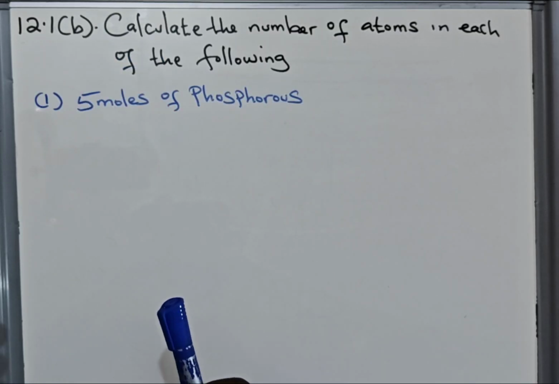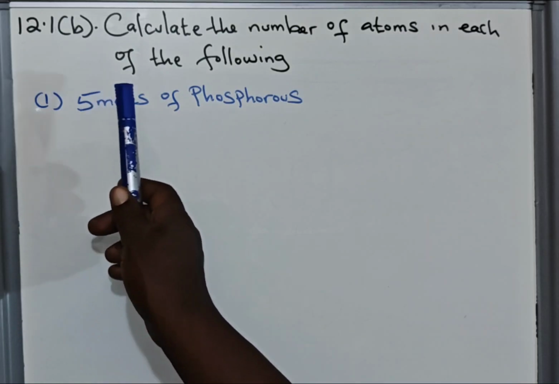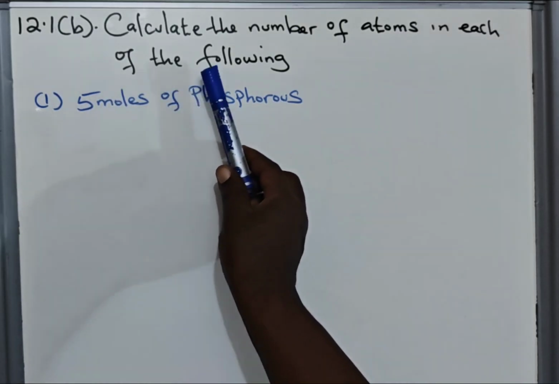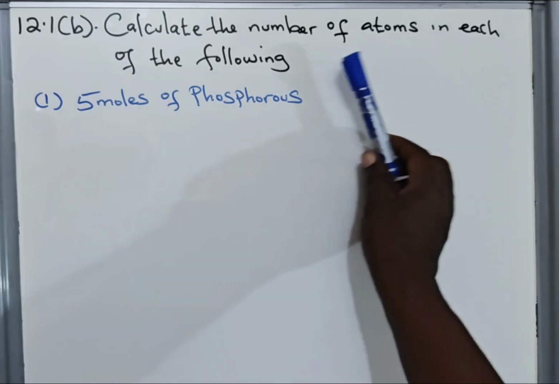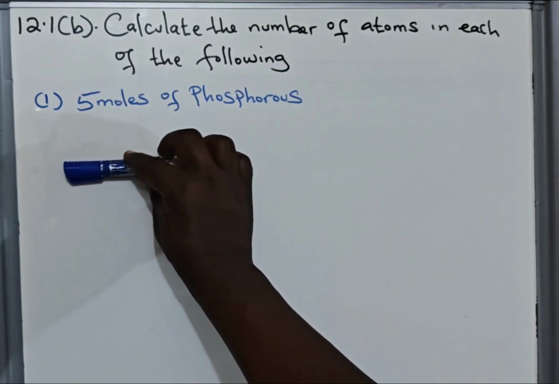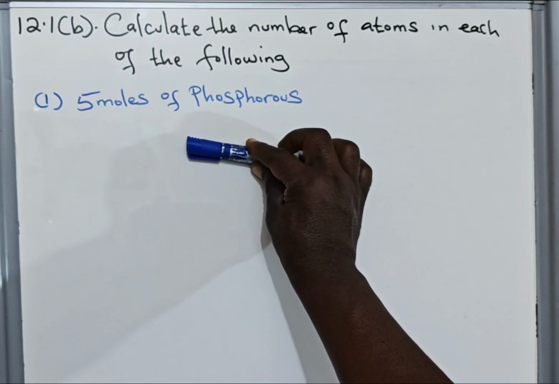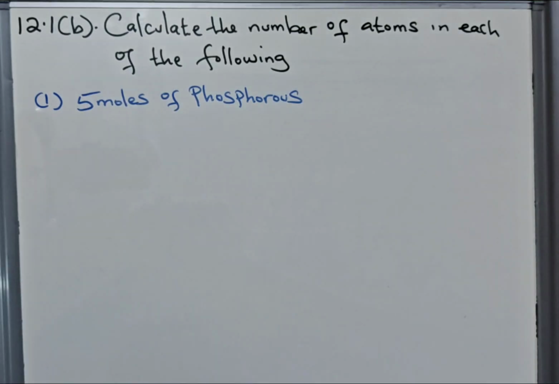Then we come to this question. It says, calculate the number of atoms in each of the following. The first one is 5 moles of phosphorus. How do you go about this?